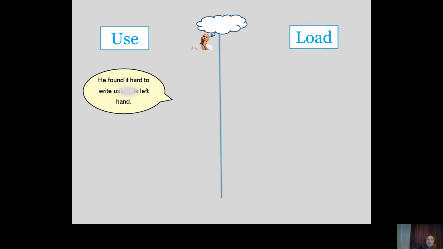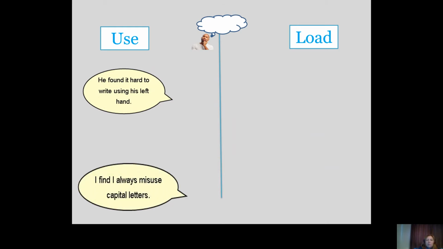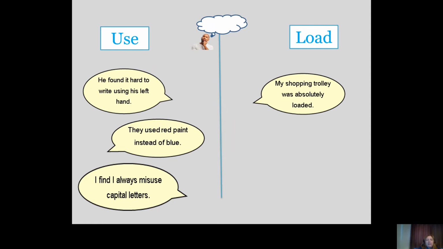Keep going. Use. He found it hard to write using his left hand. To use. Using. Got a suffix there. I find I always misuse capital letters. Misuse. We've got a prefix there. They use red paint instead of blue. Used. This time it's only one letter, but it's still a suffix. It changes the tense of the word. Load. My shopping trolley was absolutely loaded. Prefix or suffix? It's a suffix. This time it goes on the end. Remember to download the new podcast.